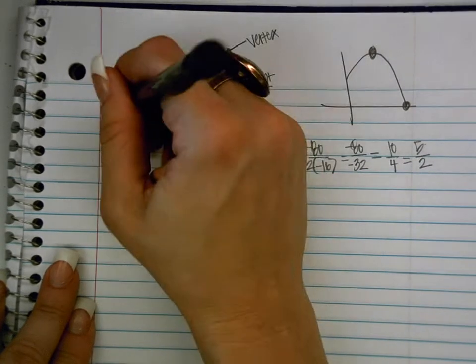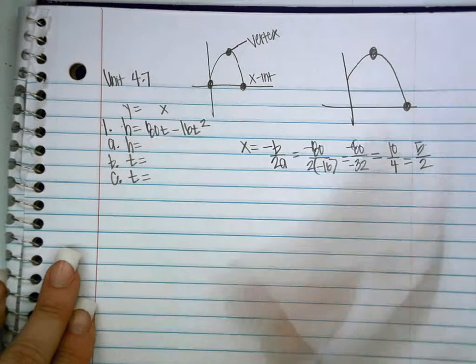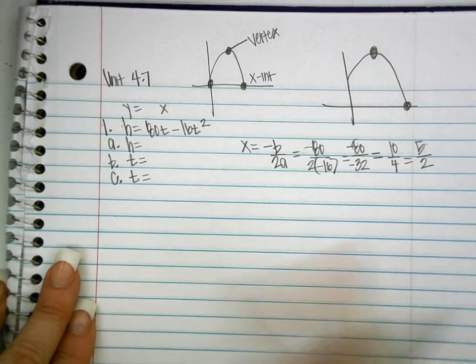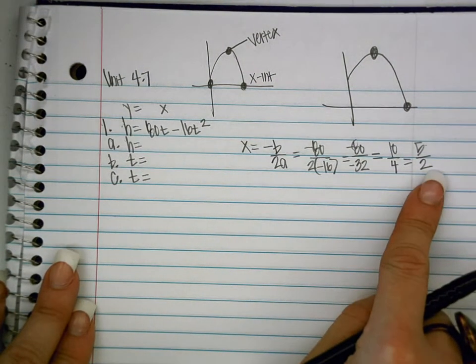This is like your y. This is like your x. So am I solving for height or time right now? Time. Does it make any sense to say 5 over 2 seconds? No. How would you change that? You'd write 2.5.